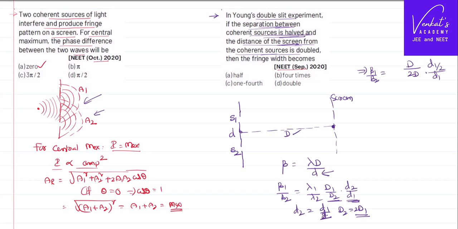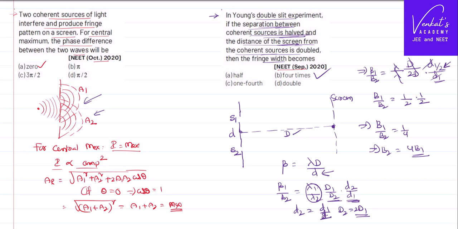But the wavelength doesn't change because he has not changed the light. So, lambda remains the same. So, beta 1 fringe width 1 by fringe width 2: D cancels, lambda cancels, this is 1 by 2, and this is also another 1 by 2. This 2 comes to the denominator. That implies beta 1 by beta 2 equal to 1 by 4. So, the second fringe width is 4 times the first fringe width. That's the answer for the problem.